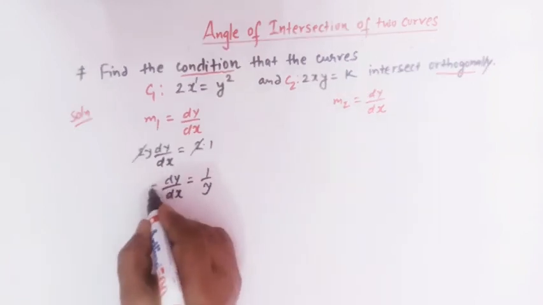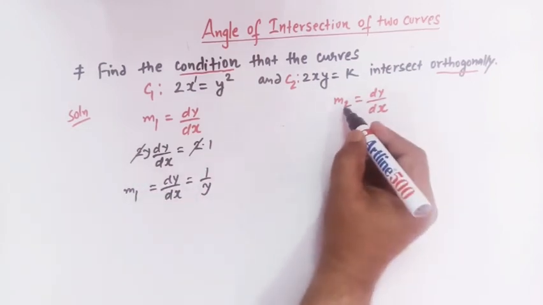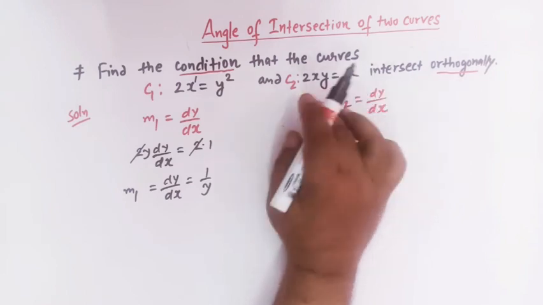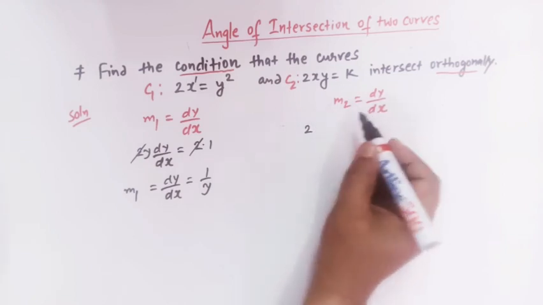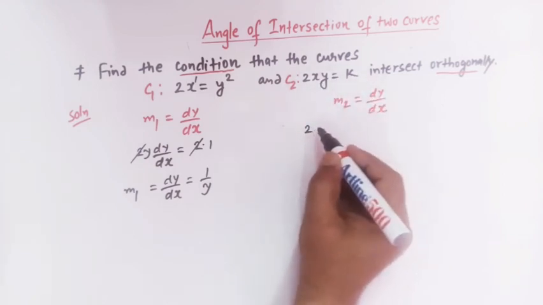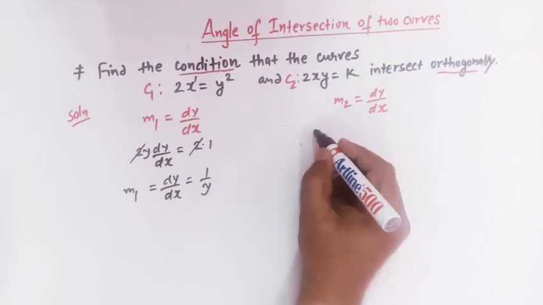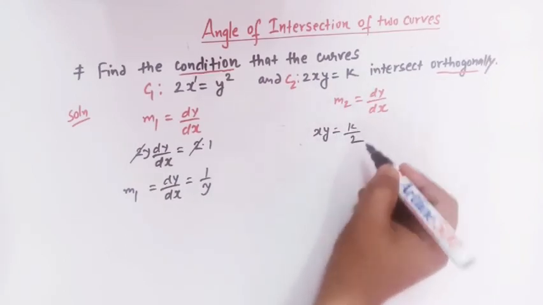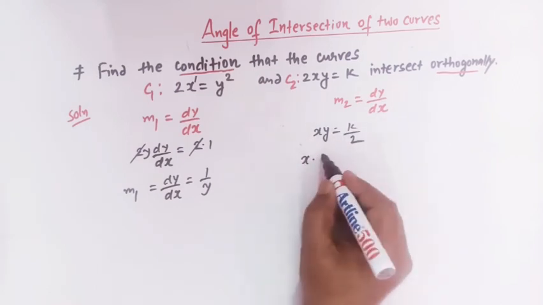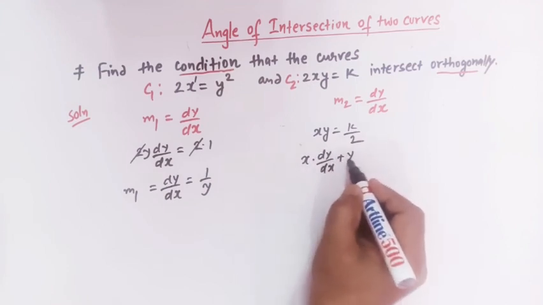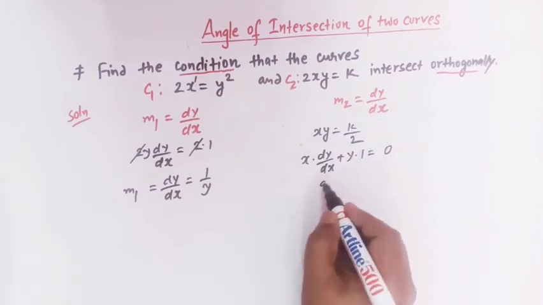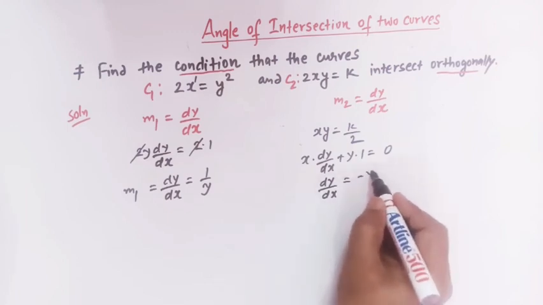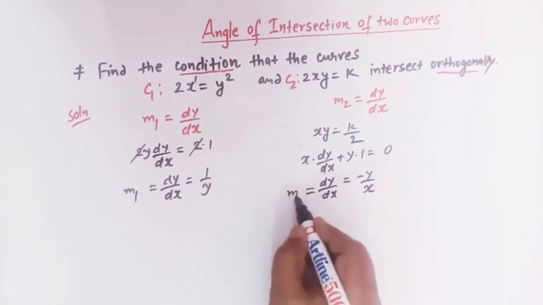Okay, now this is m1, and for this curve C2, let us differentiate both sides with respect to x. So we have 2xy is equal to k, which can be written as xy is equal to k over 2. Now differentiating both sides, the product rule will be followed here, so x dy over dx plus y times 1, and here we have 0 because k by 2 is a constant. So dy over dx can be written as minus y over x. So this is m2, right?